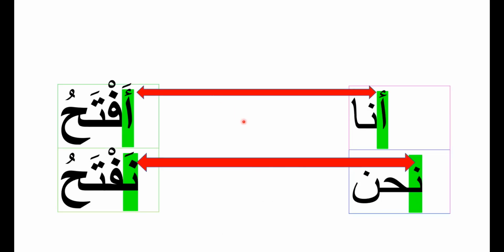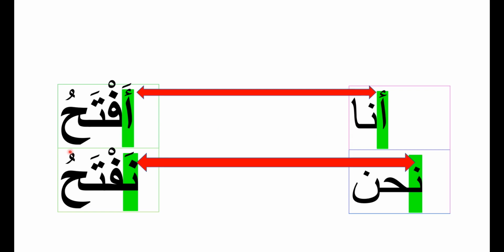Now we are going to conjugate the verb فتح. We will begin with the first person, meaning when you are talking about yourself. أنا أفتح. I open. نحن نفتح. We open. The present tense carries all the time a prefix at its beginning.